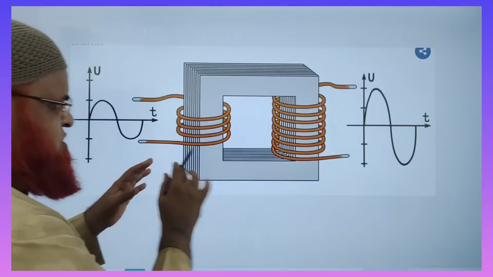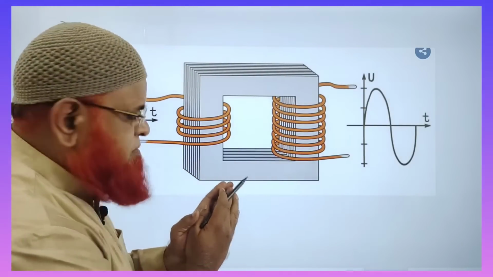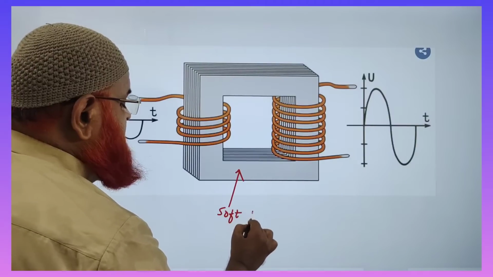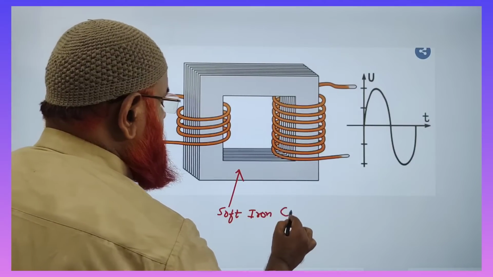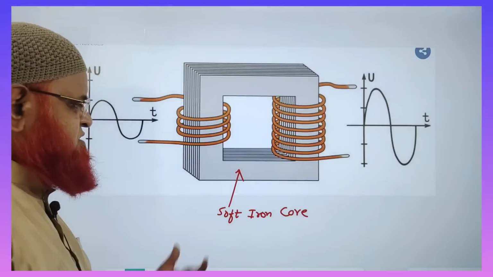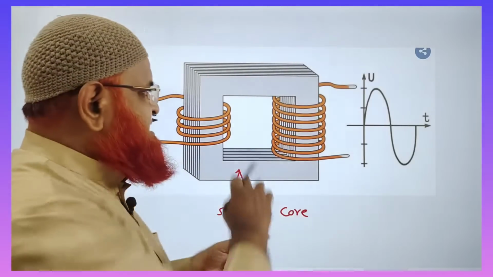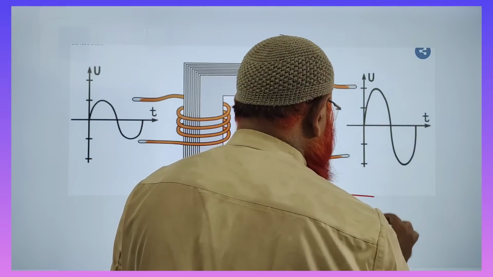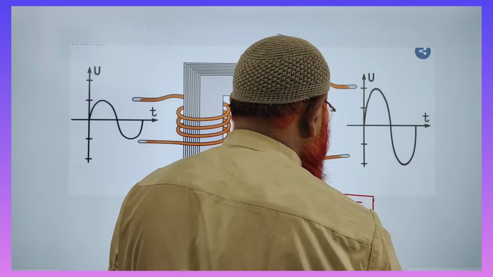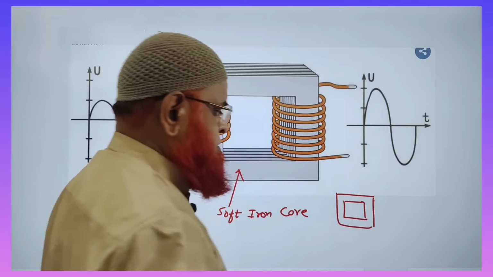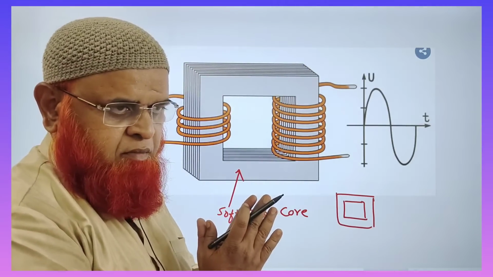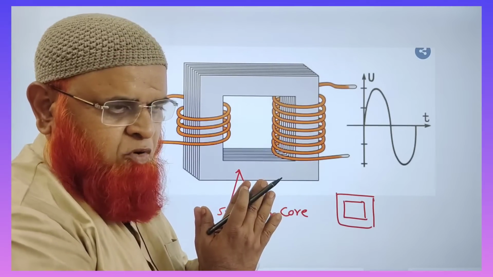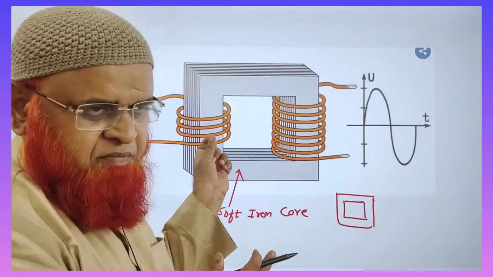See here. So this is a basic diagram of a transformer, in which you can see this is said to be soft iron core. See, these are made up of soft iron. These are plates. See, these type of plates are kept one above the other, and they have been sealed.